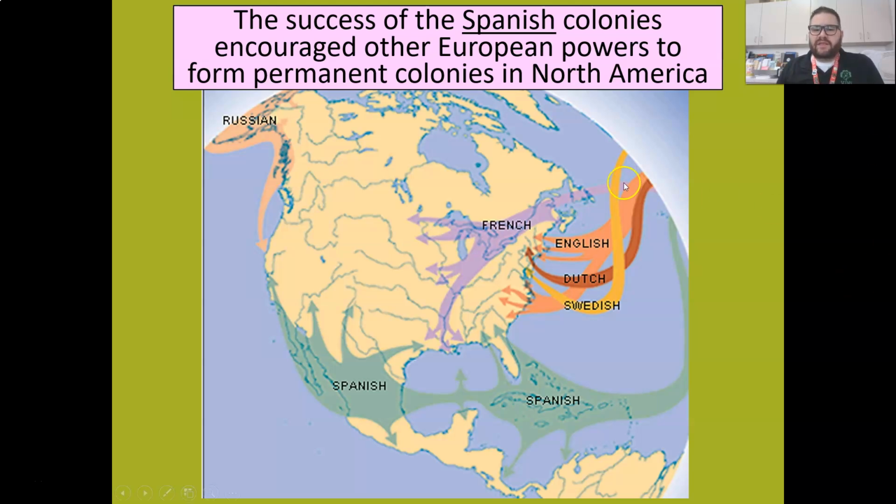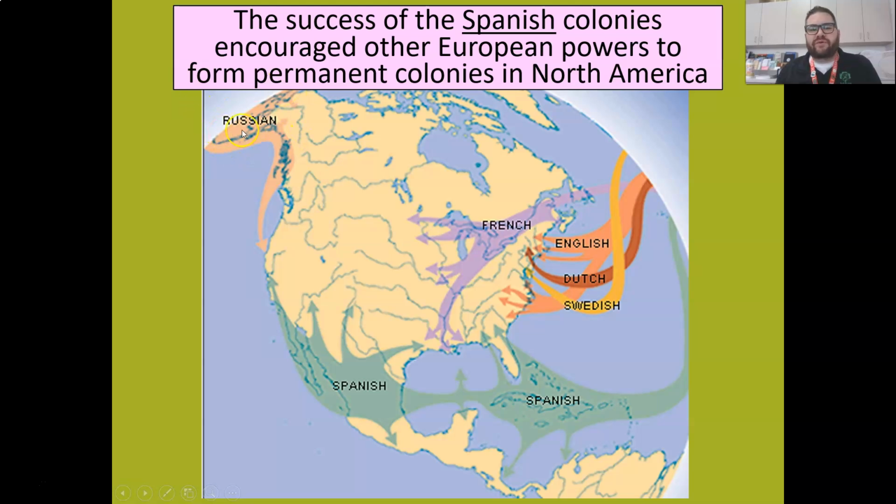And so we see here the French coming down into the St. Lawrence River area and into the Great Lakes and down the Mississippi area. We have the English, everything from the current day area of Maine all the way down to Georgia. We have the Dutch that will focus primarily where Henry Hudson went up into the area of New York City today. And then we even have the Swedish coming in a little bit south of New York. And so the Spanish colonies and the success and the resources that they were bringing back to Europe will encourage other European nations to bring their forces and their explorers to North America.